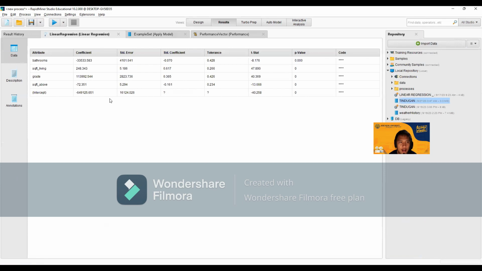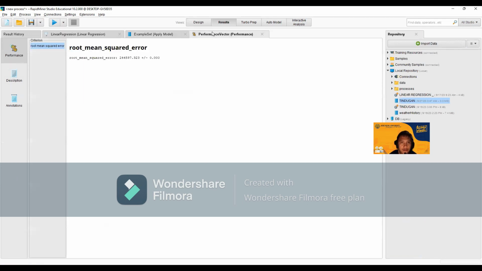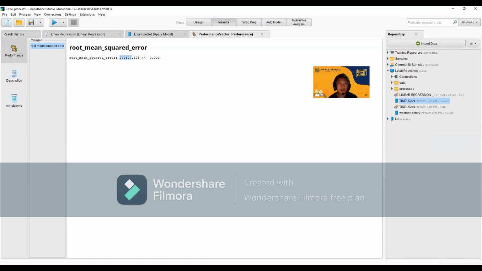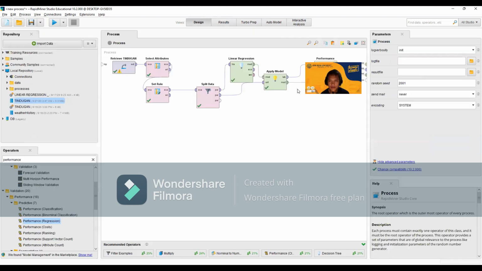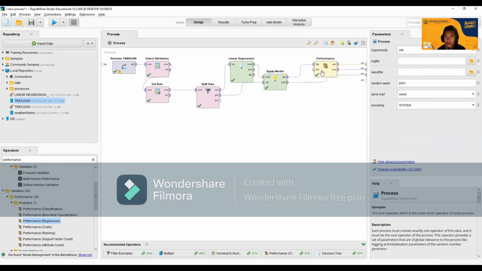So if you want to run it, for the performance, as you can see here, the RMSE is 244,597. This is low because, according to our instruction, if the RMSE is low, the better the performance of our prediction. So this one is good.